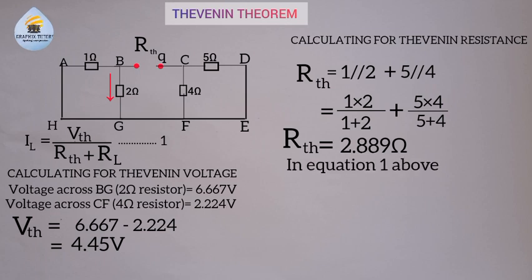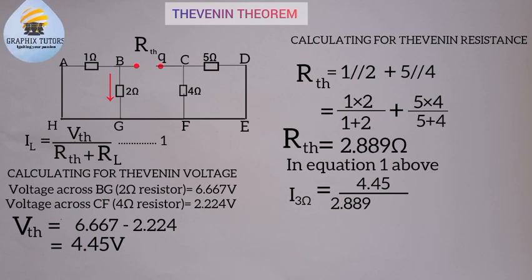So let's start. So from the formula above, we say that our IL, what is the L there? That is the load. Which load? The resistor. Which resistor? The resistor that we are considering, and which has a resistance of what? Of 3. So I'm going to write subscript 3 ohms here. Equals to, now the VTH we calculated to be what? 4.45, all divided by the RTH we calculated just now, which is what? 2.889, right? Plus the RL, which is the resistance that we're considering. We call it the resistance of what? Of the 3 ohms here.